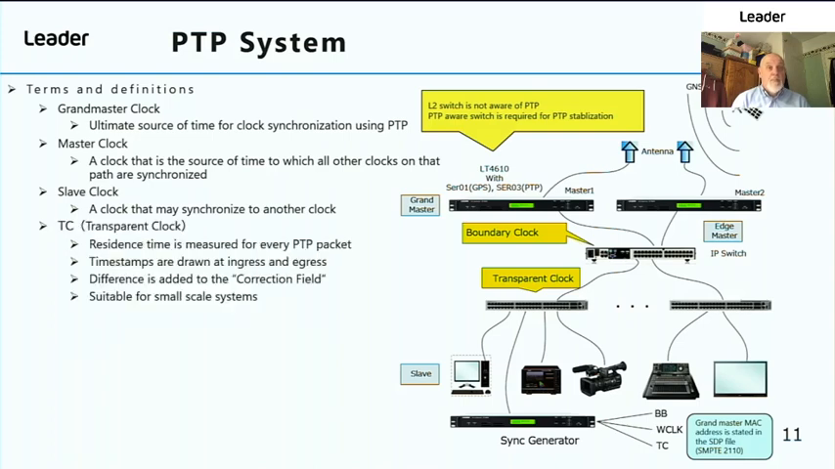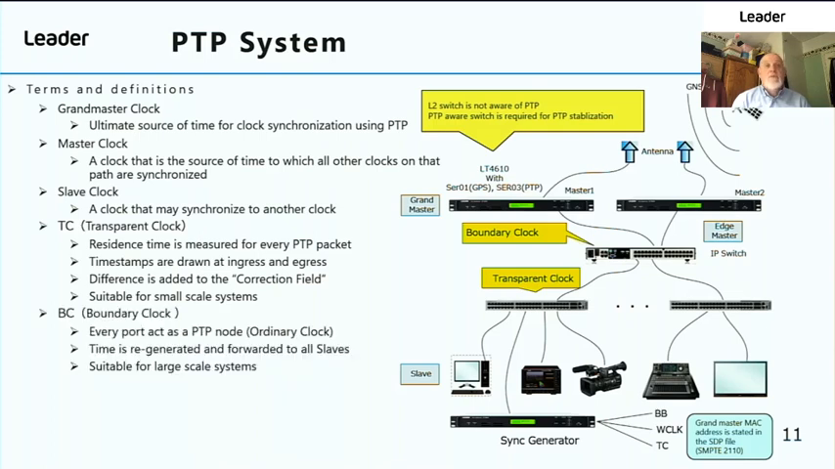Transparent clocks. Resident time is measured for every PTP packet. Timestamps are drawn at ingress and egress, and the difference is added to the correction field. And this is ideal for small scale systems.